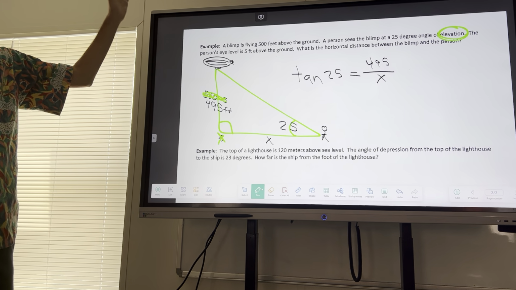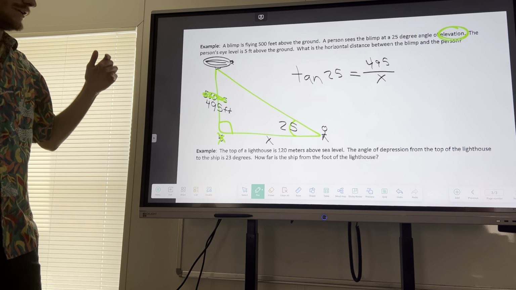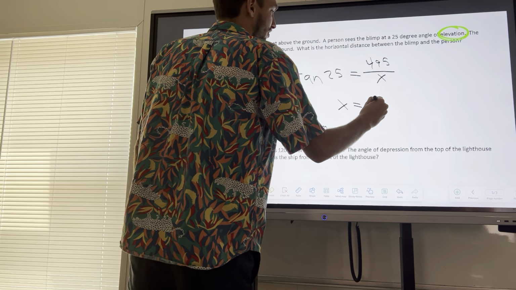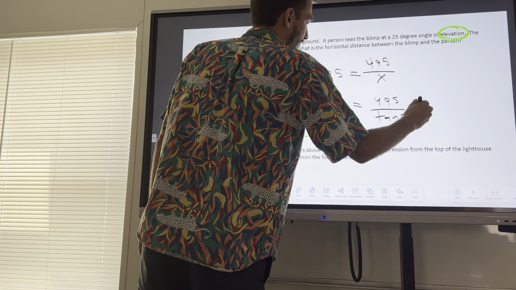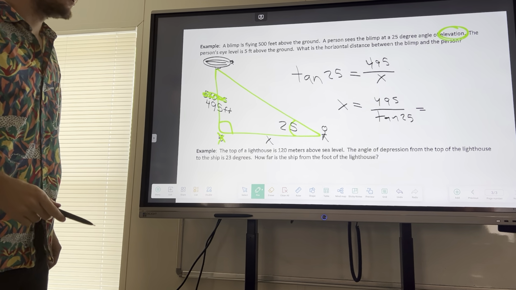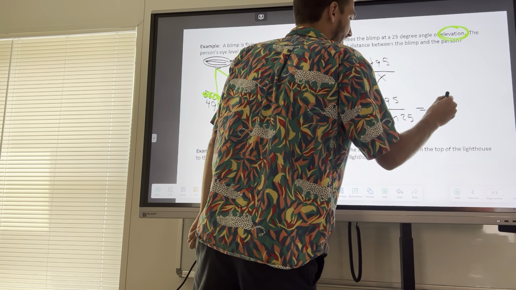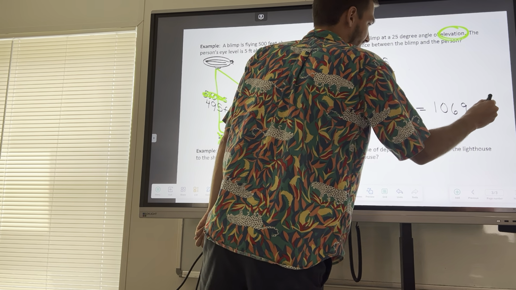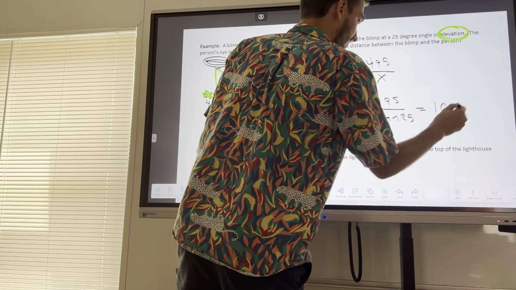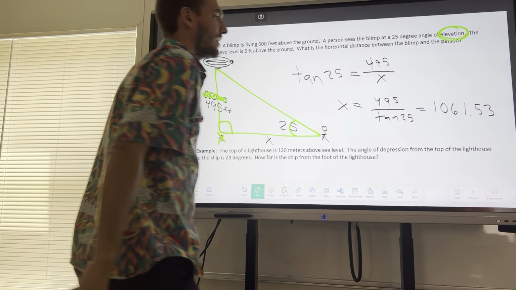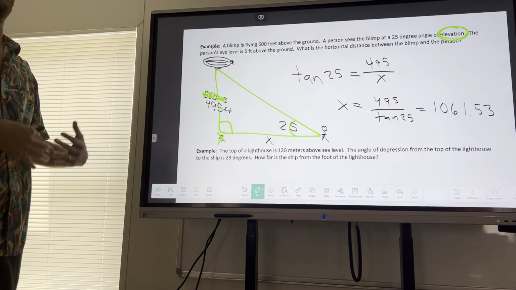We just took a quiz on this. We know how to solve these. We need to solve for X. How do we solve for X? We multiply it. What ends up happening? They switch. And we get X should be 495 divided by tangent 25, which is equal to 1061.53. Sweet. That is the distance at the bottom.